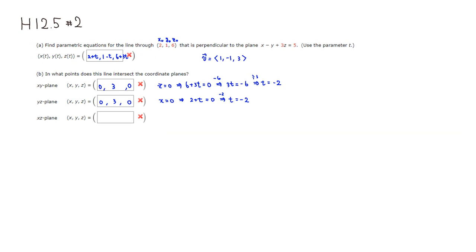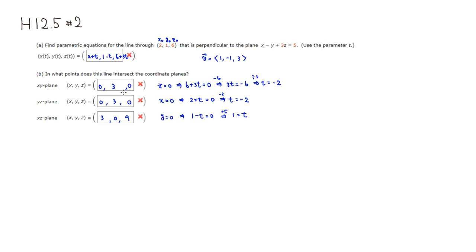Last one, the xz plane, the equation is y equals 0. So we set y, which is 1 minus t, equal to 0, which means that by adding t, 1 is equal to t. All right, t is equal to 1, so y is 0. Then since t equals 1, 2 plus 1, so 3 is the x value, and 6 plus 3 is 9.